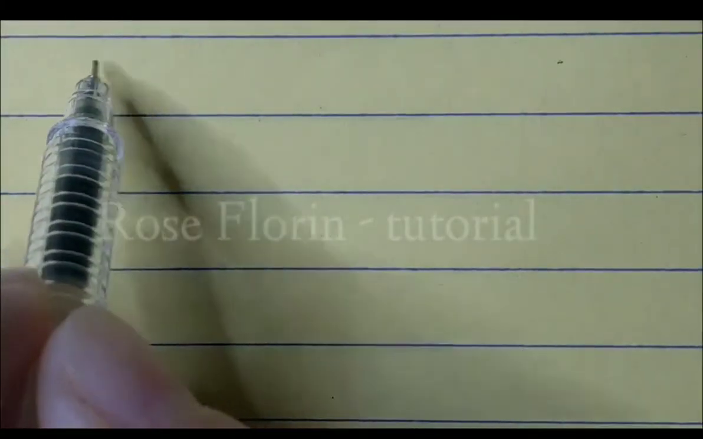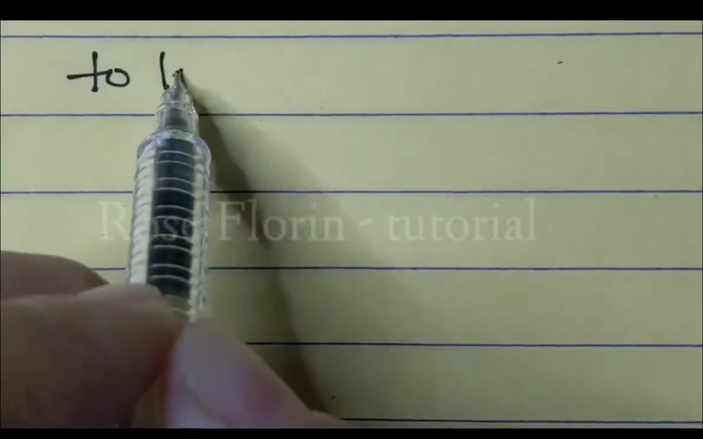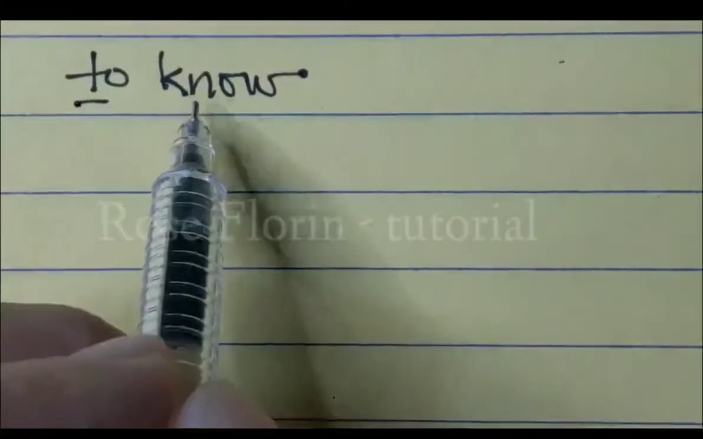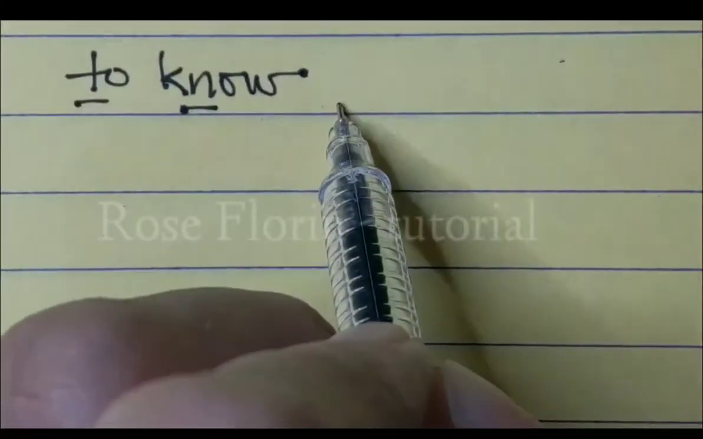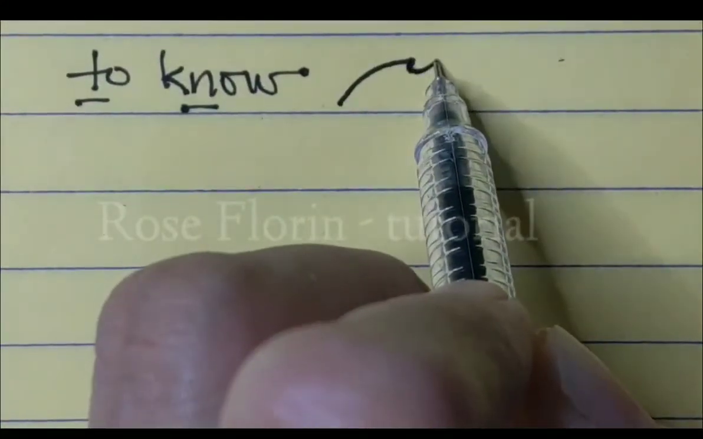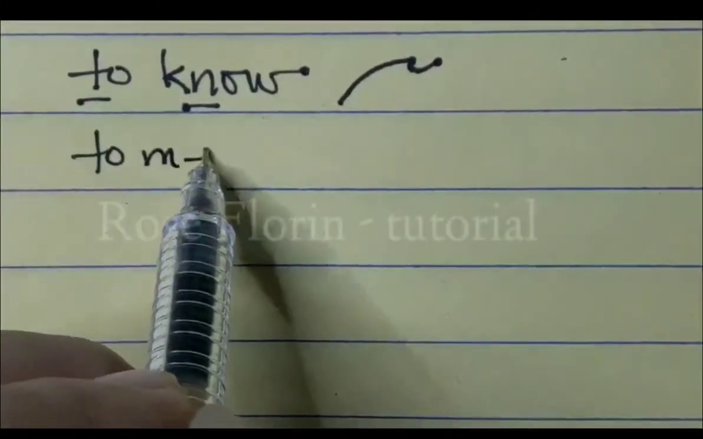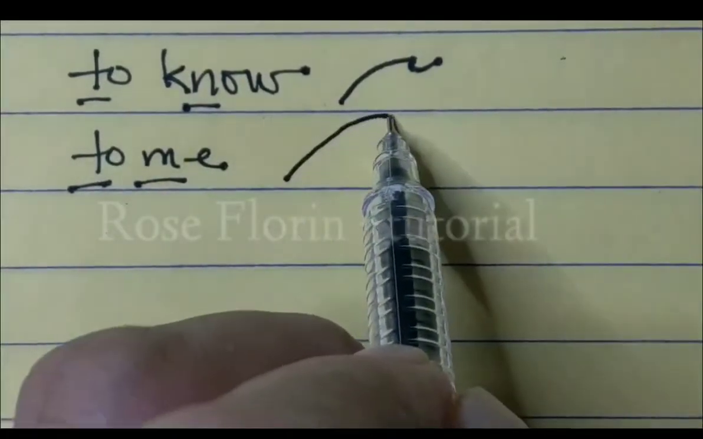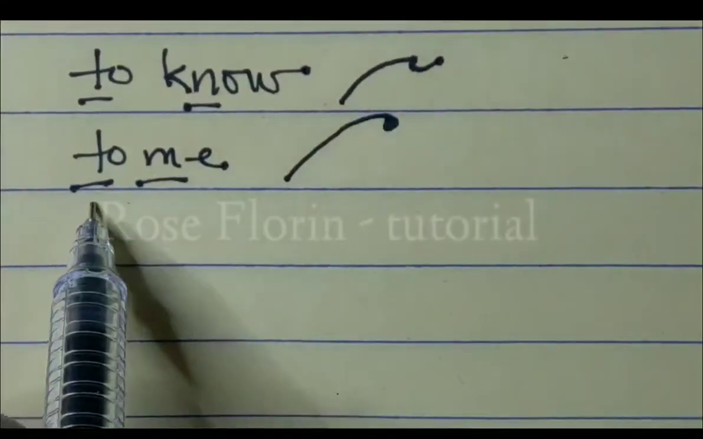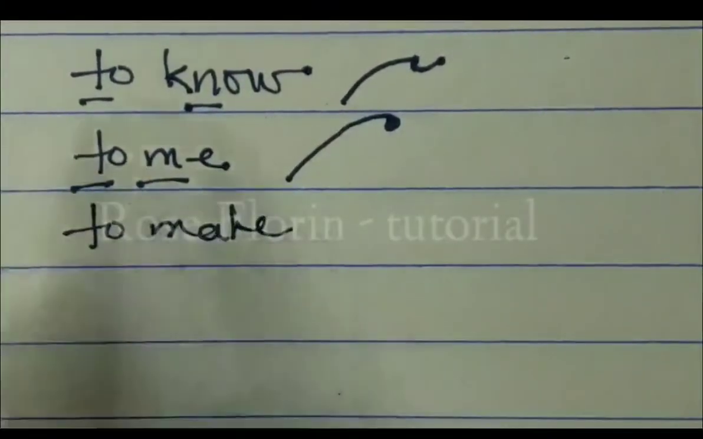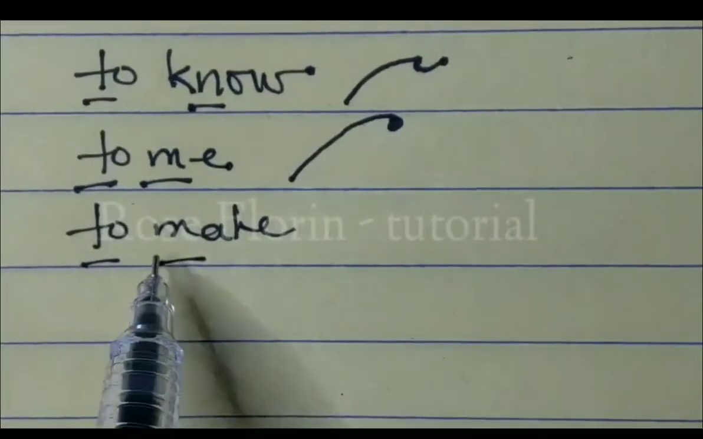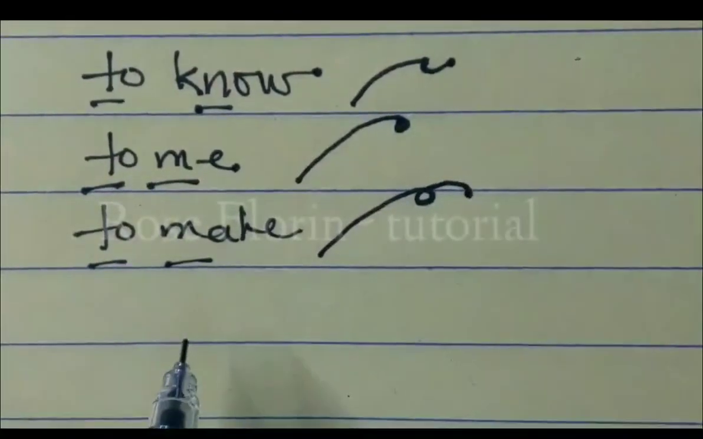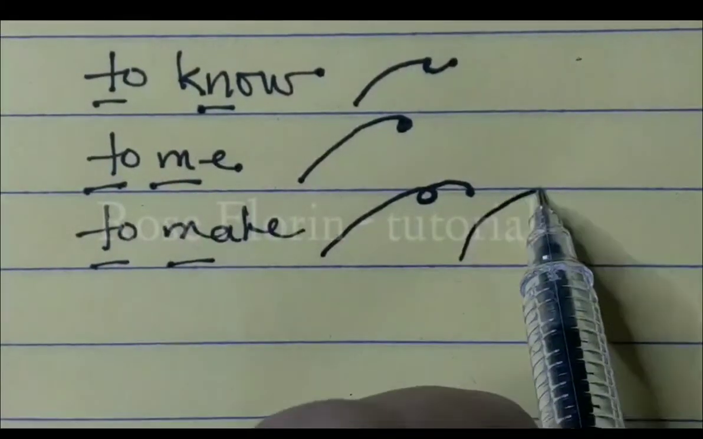So let us observe to know. So this is the sound of T and N. So, ten o. To me, sound of T and M, T-M-E. To make, another sound of T and M, T-M-A-K. To make, T-M-A-K.